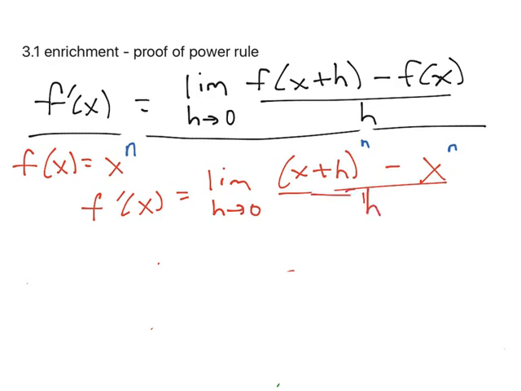So the hard part really is, again, this is called the binomial expansion, x plus h to the n power. What's that going to equal?